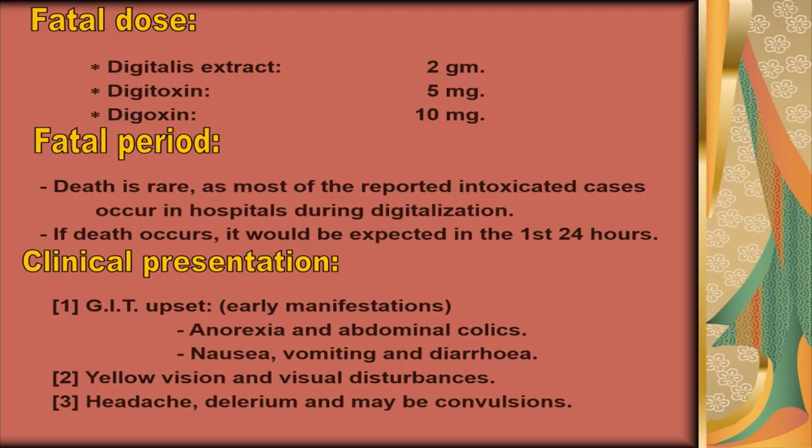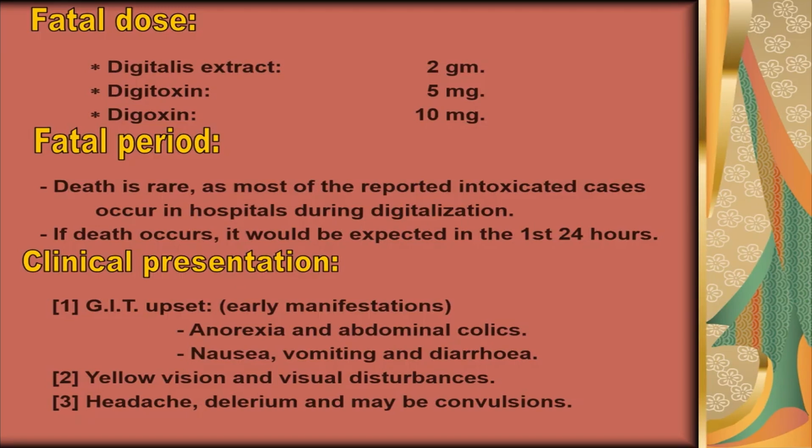digitalization. If this occurs, it would be expected in the first 24 hours. Clinical presentation. The first is first. You have to remember that the first manifestation to appear in digitalis overdosage is the GIT upset. The first of all is anorexia. This is followed by nausea, vomiting, diarrhea, and abdominal colic.